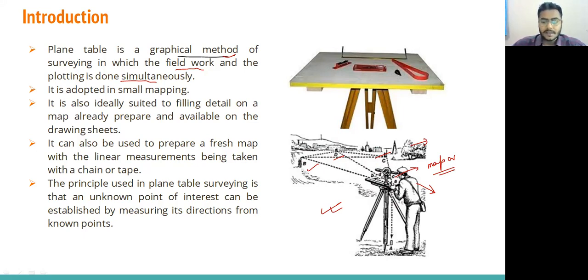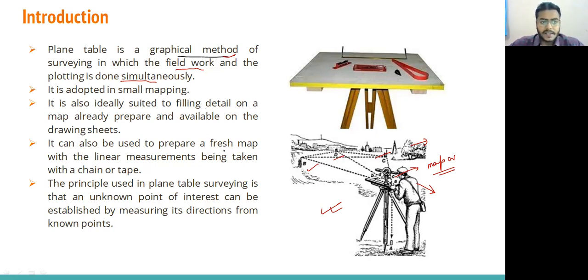But what is the main disadvantage? We cannot use it for a larger area. For small mapping, for a small scale, we can use this plane table survey. And one more thing: for hilly regions, when the ground is very undulating, plane table surveying is not feasible. It is feasible where the ground features are more or less flat in nature, not exactly flat, but flat in nature.